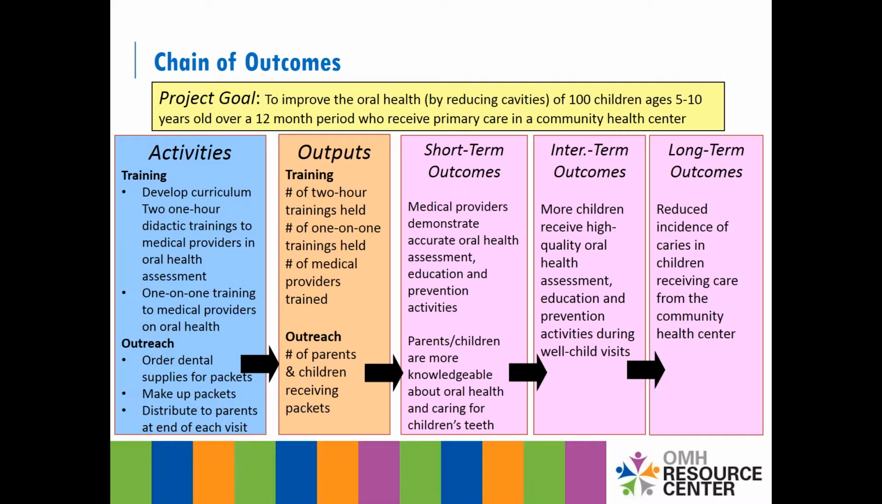So here you'll find the written version of what I just said. For some of the short-term outcomes, medical providers demonstrate accurate oral health assessments. Parents and children are more knowledgeable about caring for one's teeth. So that's short-term. Ideally, we could see that in about 3 to 6 months, depending on how often the program occurs or how often you question the participants. The intermediate outcomes, we're hoping that more children will receive high-quality oral health assessment and prevention activities during well-child visits. And for the long term, as stated previously, we would expect a reduced incidence of cavities in children receiving care from the community health center. Next slide, please.